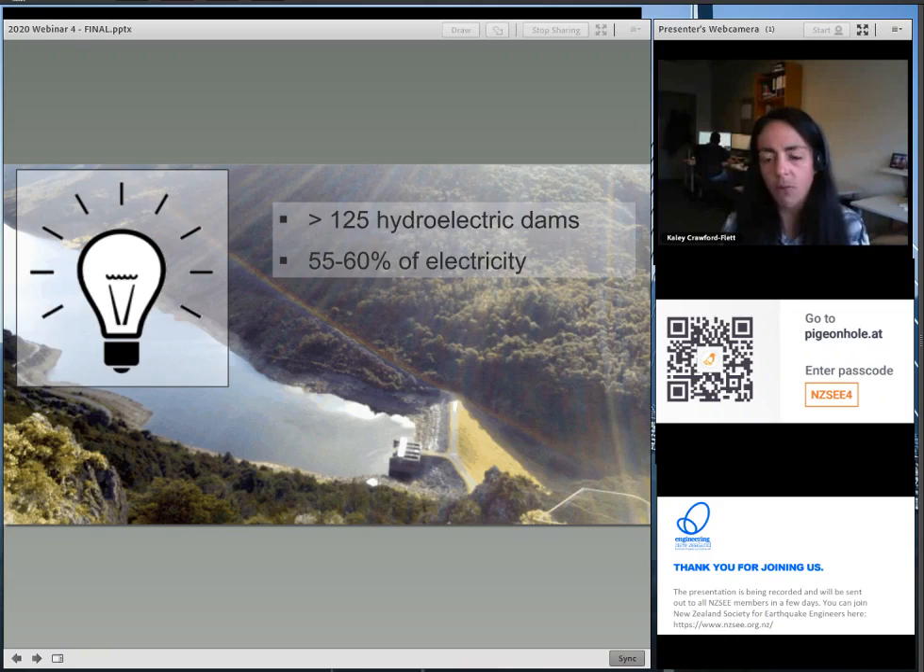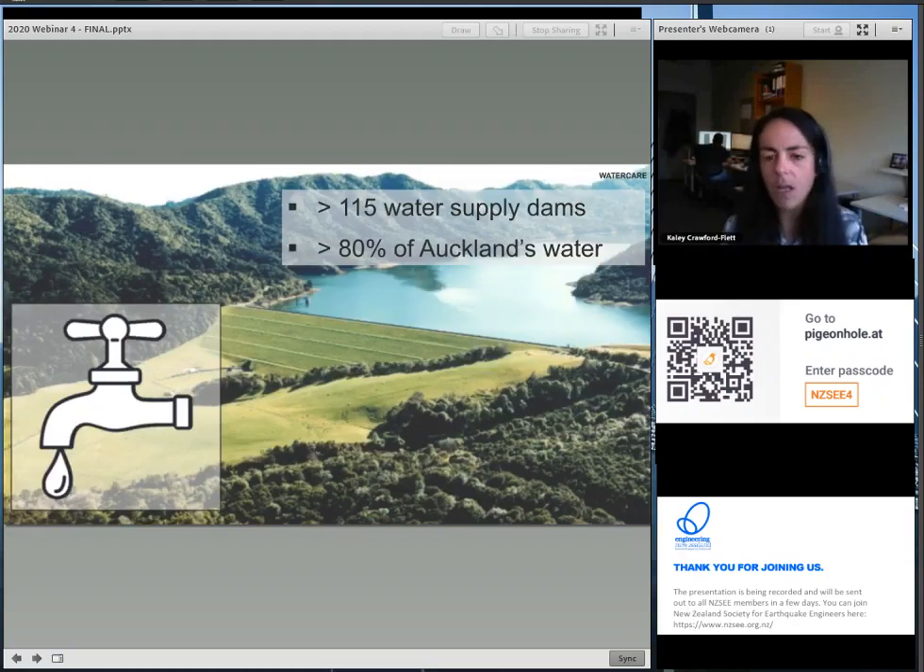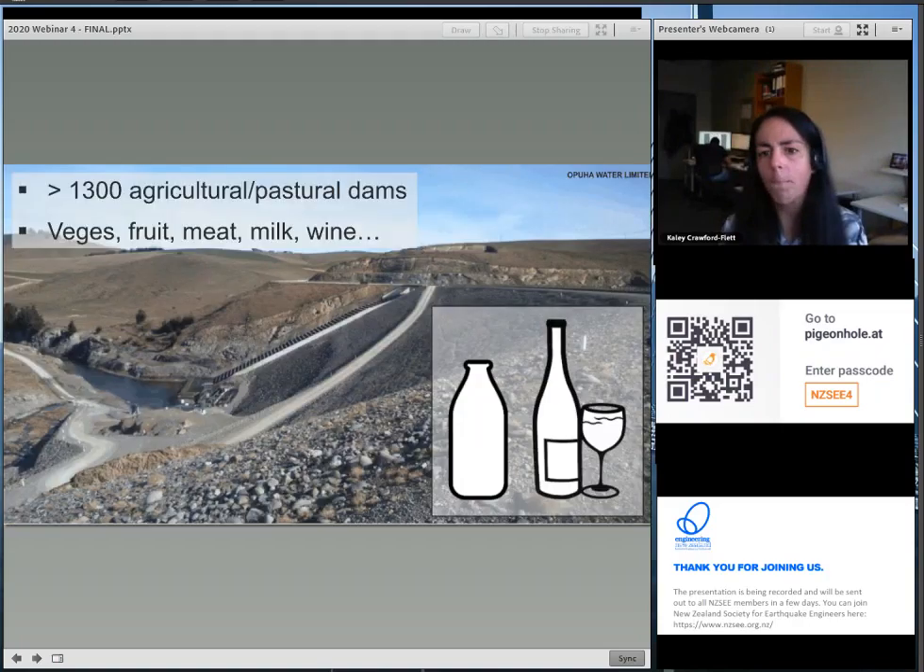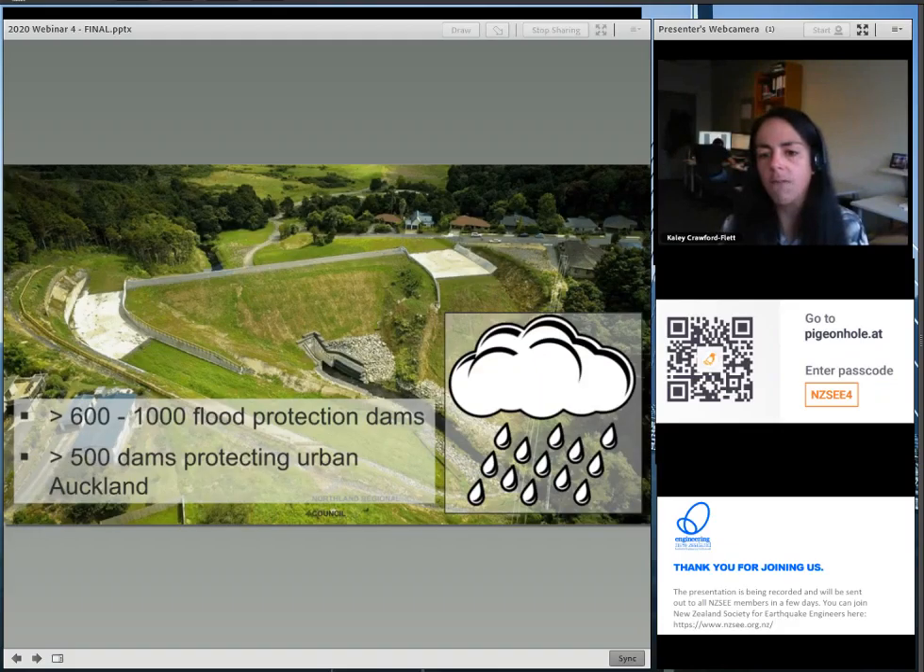We have over 125 hydroelectric dams providing over half of New Zealand's electricity. So every time we switch on a light, we are relying on those dams to serve a purpose. Most of Auckland and much of Wellington for much of the year rely on dams to secure the water supply. Most of our veggies, fruit, meat, wine and milk all rely on dams in some way, shape or form to provide us with nourishment. And then little known flood protection dams.